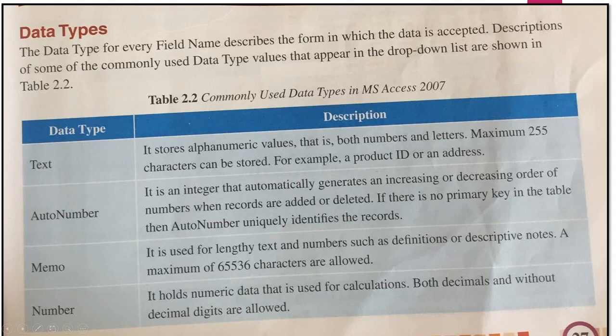Next is auto number. Auto number is an integer that automatically generates an increasing or decreasing order of numbers when records are added or deleted. If there is no primary key in the table, then auto number uniquely identifies the records. MS Access automatically assigns these numbers. This will start from 1 up to the number of records.